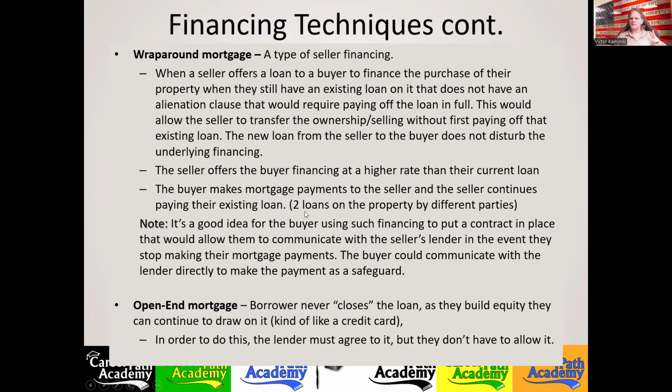So there's 2 loans on the same property, but they don't touch or interfere with each other. That's why they call it a wraparound. They say that one loan wraps around the other. They have nothing to do with each other. They don't interfere with each other.